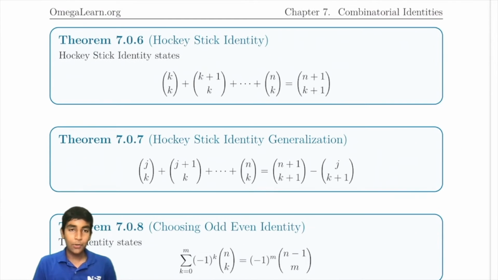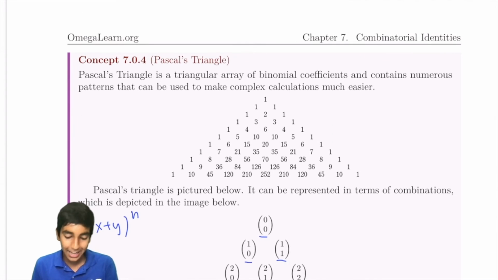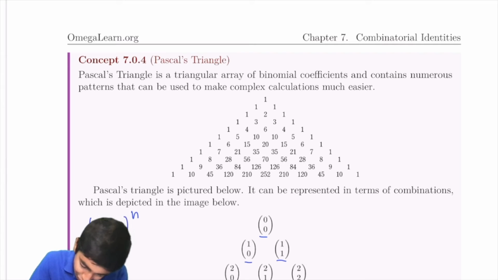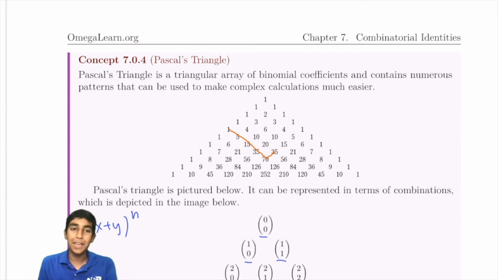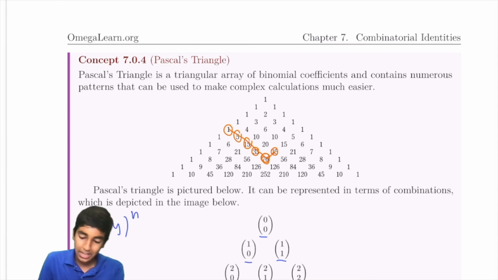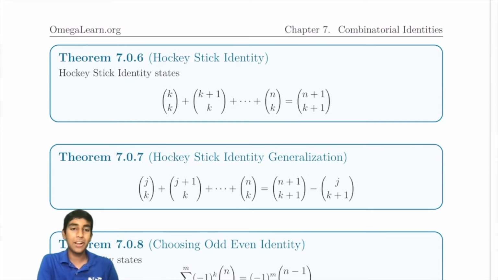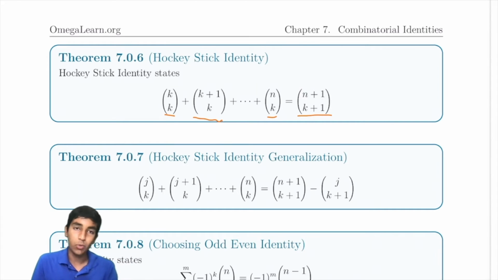Okay, next up, we have the hockey stick identity. The reason it's called a hockey stick identity is because if you draw it out here, it looks like a hockey stick, which is where the name came from. But the actual math behind it is that the sum of all these values is equal to this one. Mainly that k choose k plus k plus 1 choose k, all the way till n choose k is just n plus 1 choose k plus 1.